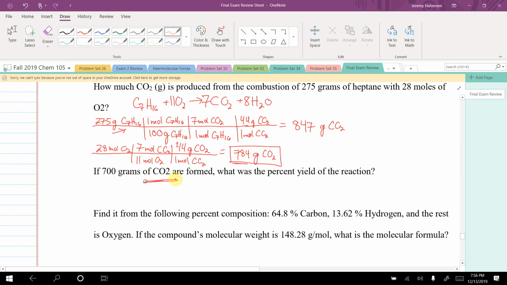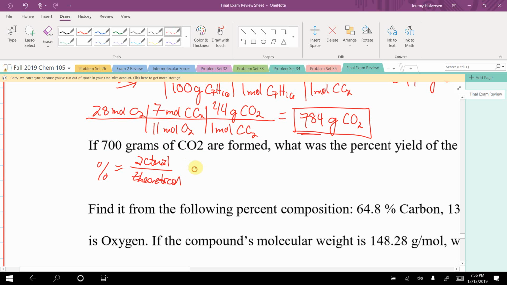All right. If 700 grams of CO2 are formed, what's the percent yield? What is percent yield? What's my actual? Yeah, because it says I formed 700 grams. So that's my actual formed. Theoretically, how much could I have formed? 784.